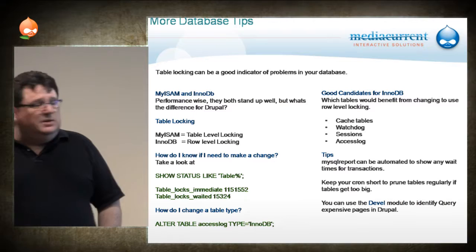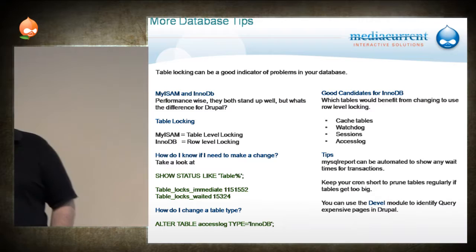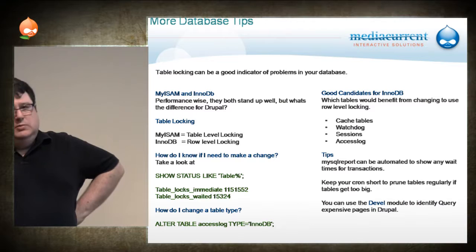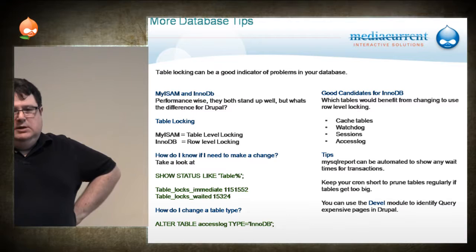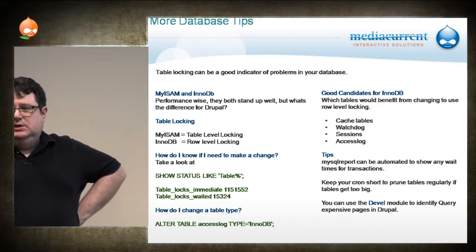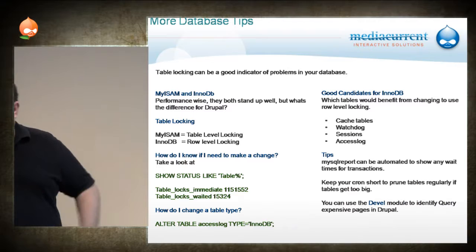Some good candidates: all the cache tables. There are a number of cache tables in Drupal 6 that are worth changing. Watchdog, if you're running it, sessions, access log. All of these tables get accessed on a regular basis, so if you change the database type for those, it can make a huge difference. You can use a tool called MySQL Report. It's a nice little one-liner that does basic stats on your database, and you can set up a cron job to email it to you. It's very handy, rather than going and checking in for 10 minutes, just to get an email back to say your database is about to crash. It's kind of nice.